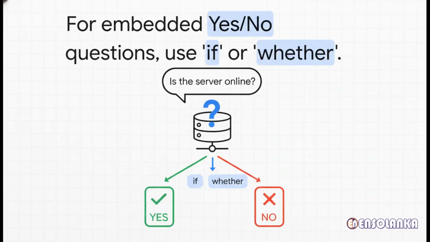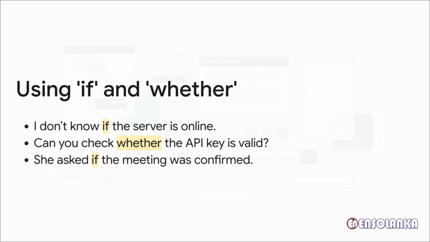Okay, but what about those simple yes or no questions? Like, is the server online? You can't really use words like what or why for that, right? Well, for these, we have two special little signal words we can use, if and whether. And these two words are perfect for when you're not asking for a big piece of data. You just need a confirmation, a simple yes or no. You might ask a teammate, can you check whether the API key is valid? It's the perfect structure for quick status checks and for flagging potential issues cleanly and professionally.